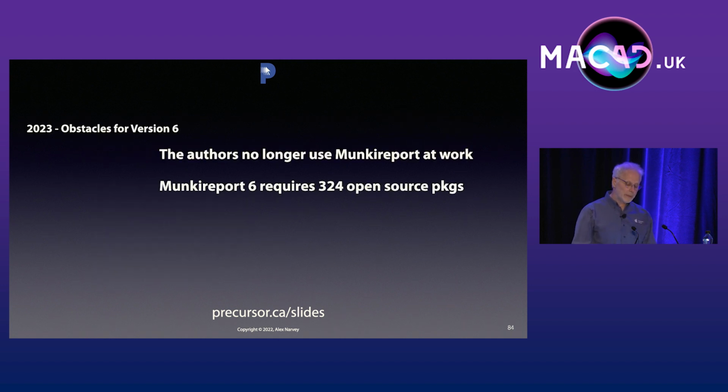Arjen van Bochoven talked at Mac DevOps last year about why there is such a delay in this modernization project that began in 2017. For one thing, the main authors have changed jobs, and they no longer actively require MunkiReport for their work. They literally work on it because it's fun. But fun only gets you so far because MunkiReport 6 requires 324 open source packages. And when you're only working on the project part-time, that makes it a bit like herding cats.